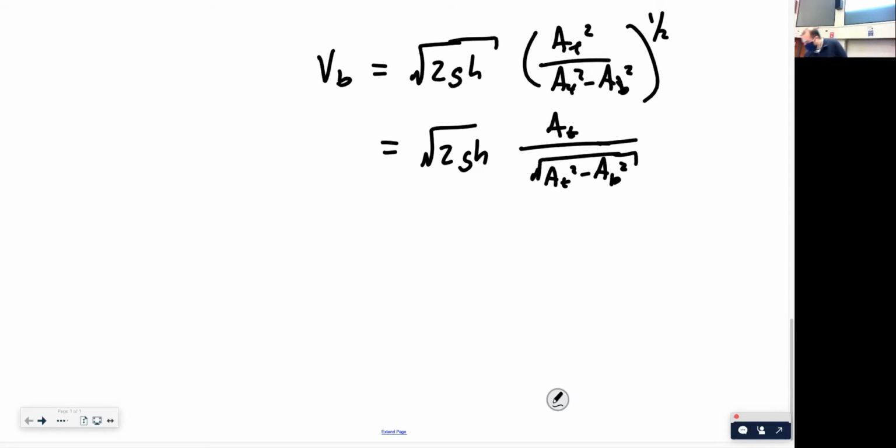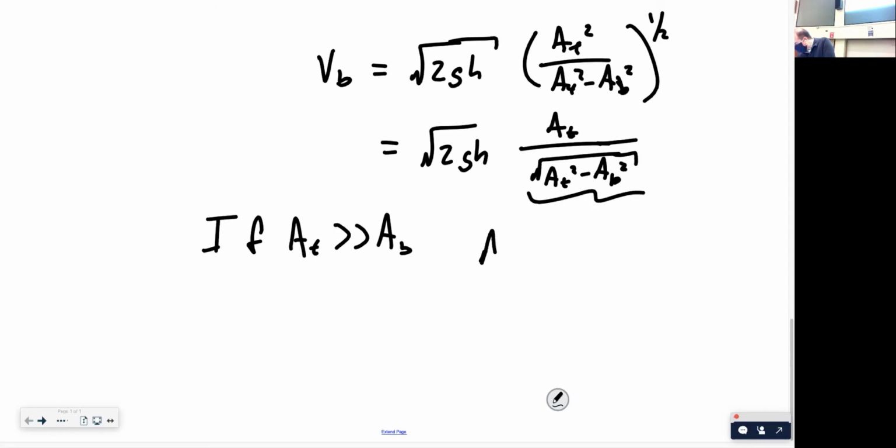If AT is much, much bigger than AB, which it most likely is, it's not a very good water clock if it's just going to all fall out the bottom instantaneously. You probably have a pretty small opening if you're going to use this in any sort of real way. Then what happens to this term, AT squared minus AB squared? It's about what?